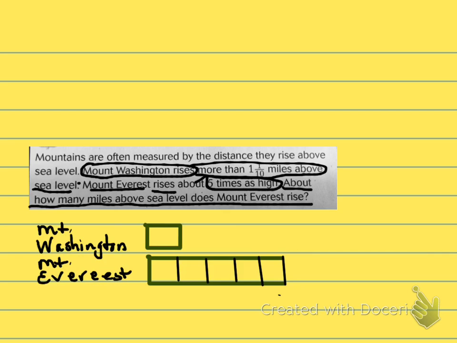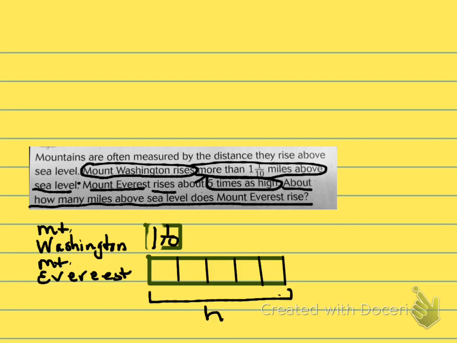Mount Washington is 1. Let's try that again. Okay. It rises 1 1/10 miles above sea level. I know that Mount Everest rises 1, 2, 3, 4, 5 times as high. So this is the height of Mount Everest.